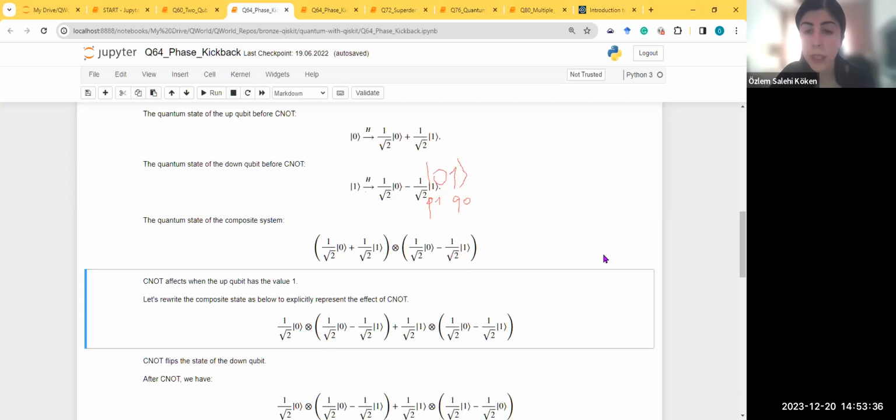Is this part okay? You could go on and just multiply everything, so you would get 1 over 2 |00> minus 1 over 2 |01> plus 1 over 2 |10> minus 1 over 2 |11>. Is this part okay? Please let me know if I need to repeat something.